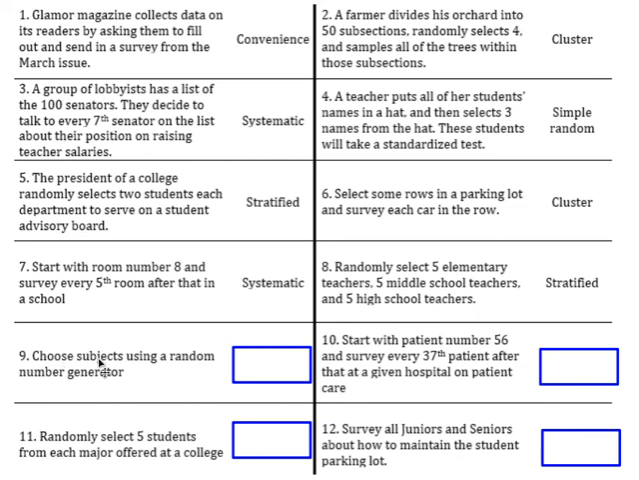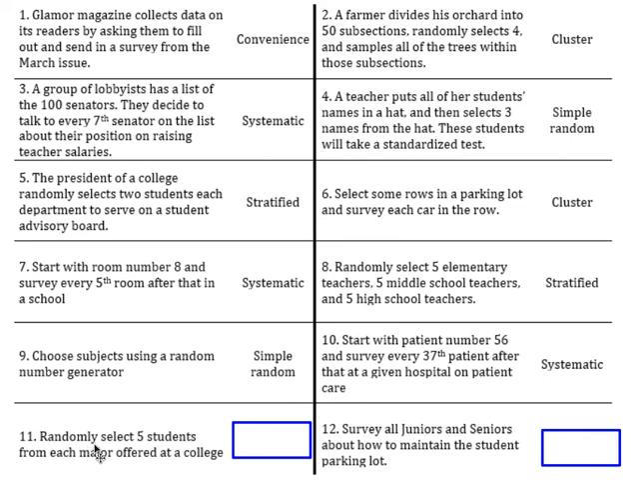Number 9, we're going to choose subjects using a random number generator. Choose subjects. So we really don't even know what we're testing, but we know we're using a random number generator. That's always going to tell us to use a simple random sampling. Number 10, start with the patient number 56 and survey every 37th patient after that at a given hospital on patient care. 37th, we started at 56. This should be systematic.